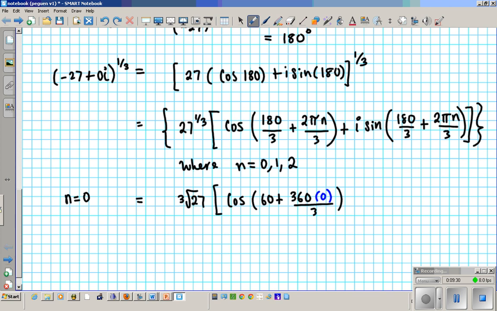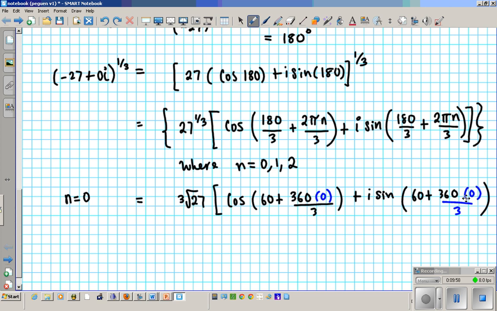That's for the cosine part, plus i sine. Same story: 60 plus 360 times the value. The first one, 0 over 3. So, what is 60 plus 360 times 0 over 3? 360 times 0 is 0, and 0 over 3 is 0. So this whole business goes to 0.